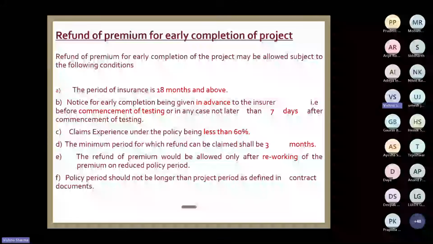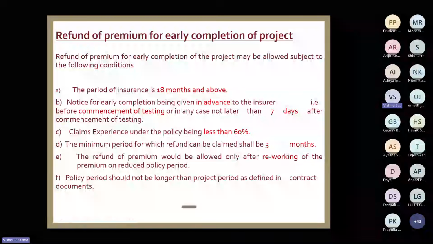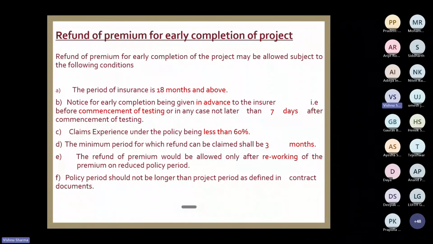That means if the project period is 40 months, the project has to be completed before the 37th month. Only then will the refund be calculated. This rule was framed because otherwise somebody will come and say, sir, I have completed my project just 15 days before the expiry, please give me a refund. We don't want to entertain all these petty matters. At least 3 months of refund should be there.